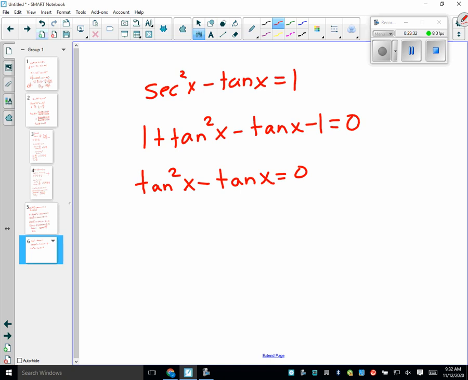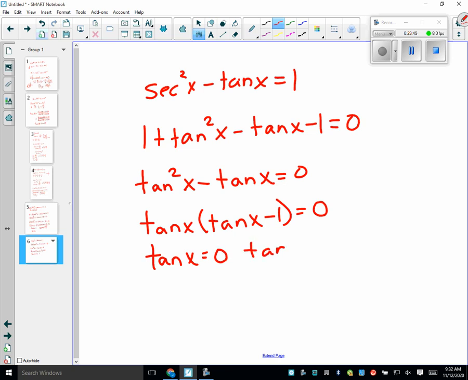Pull out a tan x. So tan x times tan x minus 1, and then you just set each factor equal to 0. Okay, so tan x equals 0, and tan x equals 1, right?